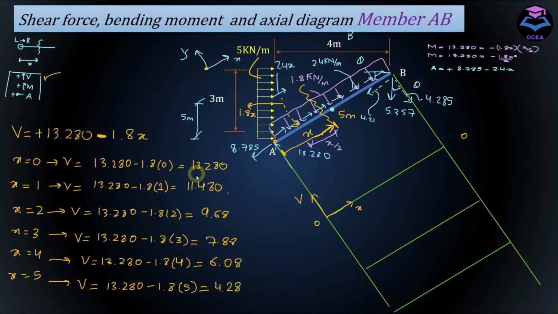So the highest value of shear force is equal to 13.80. First mark up the axes. Let's take 15 here, and 1 will be here. So at x equals 0, V is equal to 13.280, which would be somewhere here, and at x equals 1, V is equal to 11.480. At 1, 11.480 would be here, and at x equals 2, V is equal to 9.68.